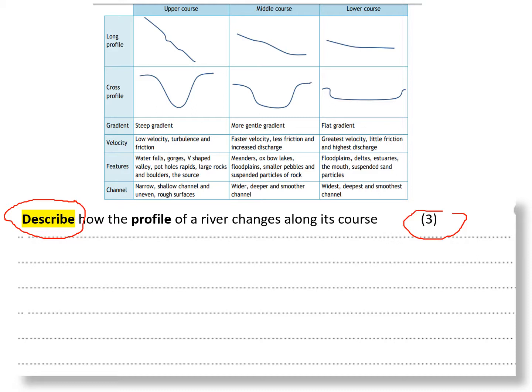And you can actually do it as 3 bullet points. A good way of doing it would be 1 bullet point about the upper, 1 bullet point about the middle, and 1 bullet point about the lower course. Something about the profile and how it changes. So look carefully on this diagram and see which words would be appropriate. Pause the video now.